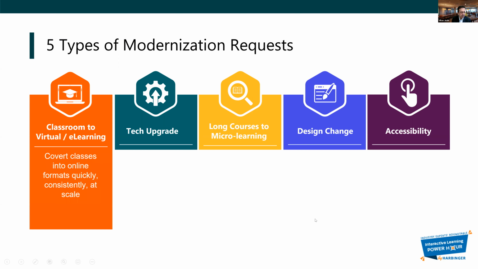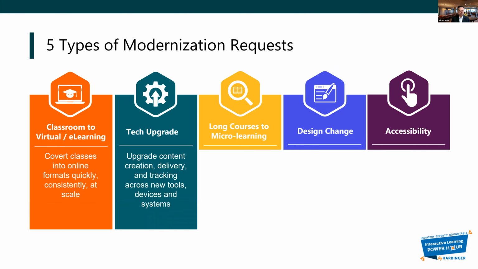So in terms of goals, the goal of classroom to e-learning is to convert classes into online formats quickly, consistently, and at scale. And the last part is very important because these are large volumes of content. If it was a small boutique project, it would be a relatively straightforward issue. But here you're talking about literally thousands of hours of learning. And how do you strategize for that?